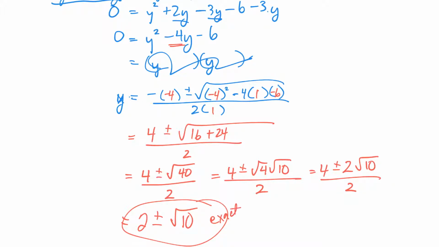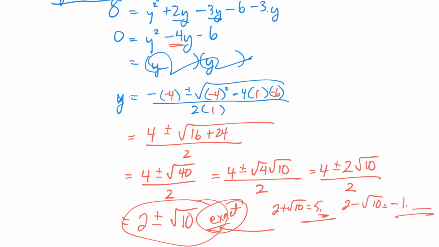If you wanted approximate answers, you could go 2 plus whatever the root of 10 is, and 2 minus whatever root of 10 is. This would be something like 5 point something, and this would be, I don't know, negative 1 point something. Anyway, those would be approximate answers. This one's the exact one. This is usually preferred. Hopefully that helps you with that question.